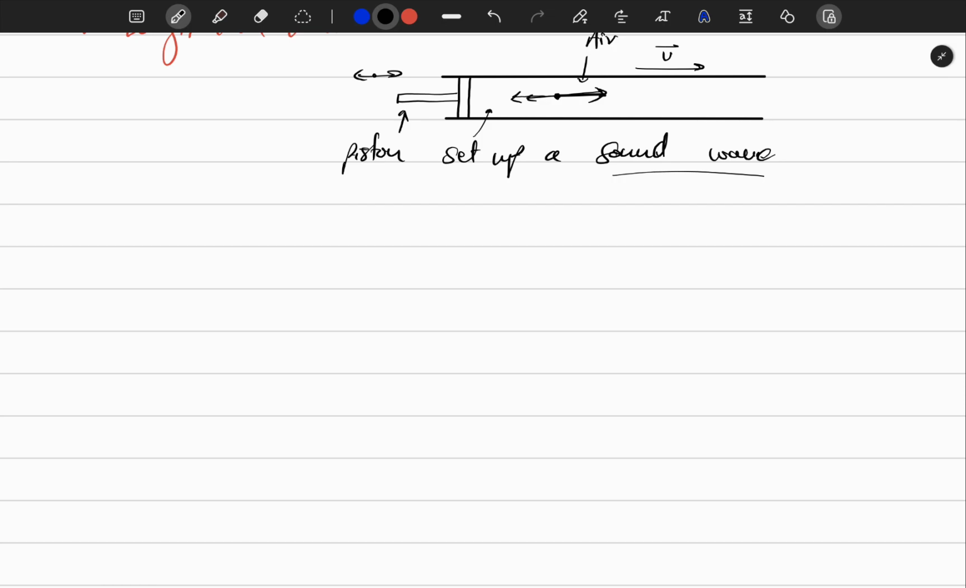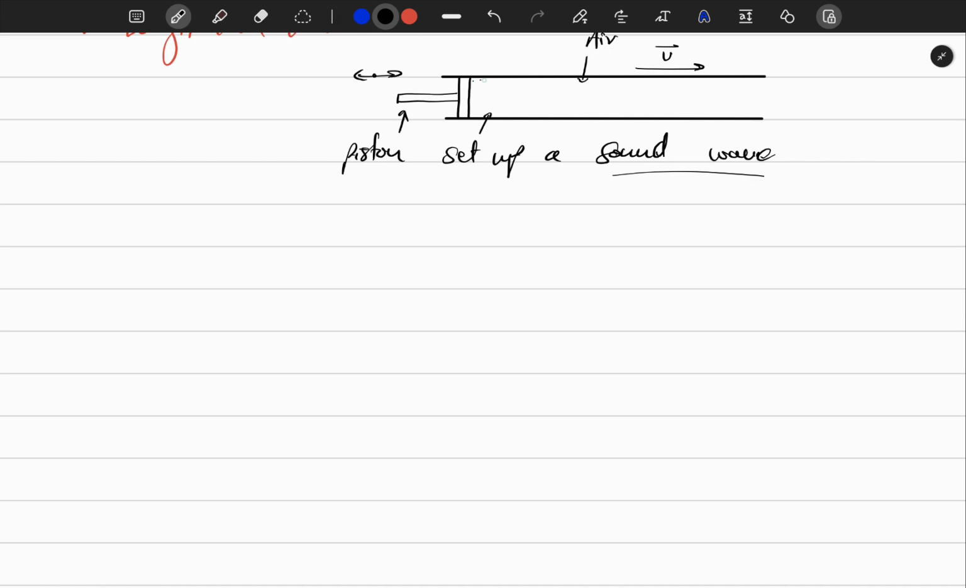The air element is oscillating parallel to the direction in which the wave travels. So this type of wave is called a longitudinal wave. So we can draw a wave in it. Let us draw a wave in it.